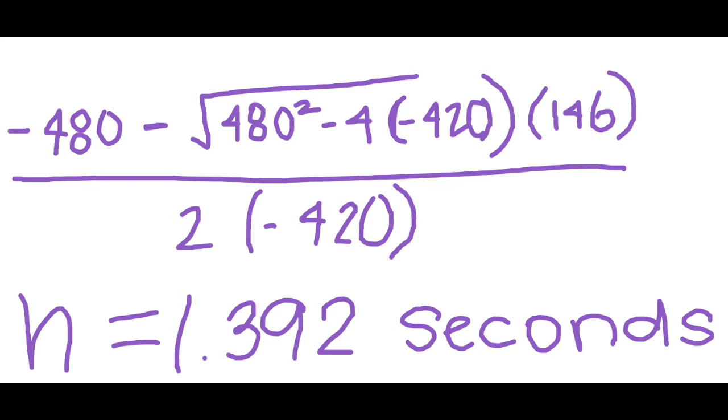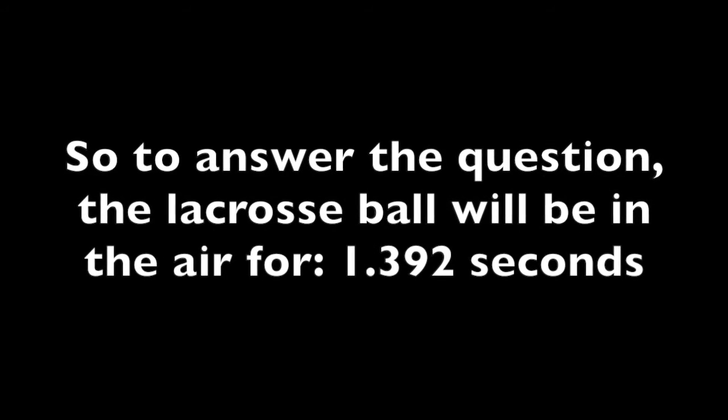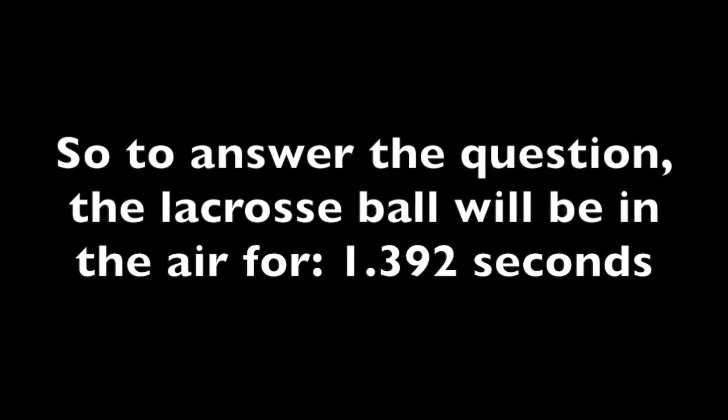So we went ahead and calculated the other quadratic equation, the same one but with a negative sign instead, and we got 1.392, which was a positive number. So we knew that the answer was 1.392 seconds. That's how a parabola is modeled in everyday life.